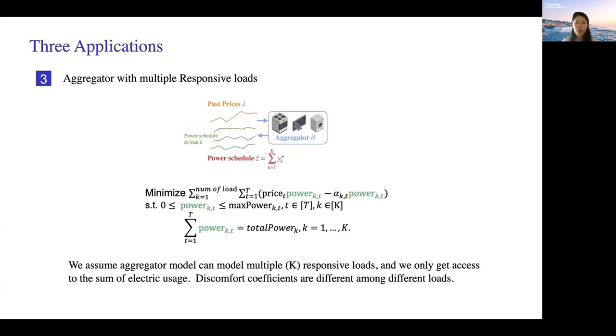The third one is an aggregator model with multiple responsive loads. We assume the aggregator model can model multiple responsive loads, for example, the refrigerator, the television, etc. However, we can only get access to the sum of the electric usage. The discomfort coefficients are different among different loads, that is alpha k t. So it wants to minimize the personal disutility and the energy costs, while there are the power limits constraints and the equality power limits constraints.